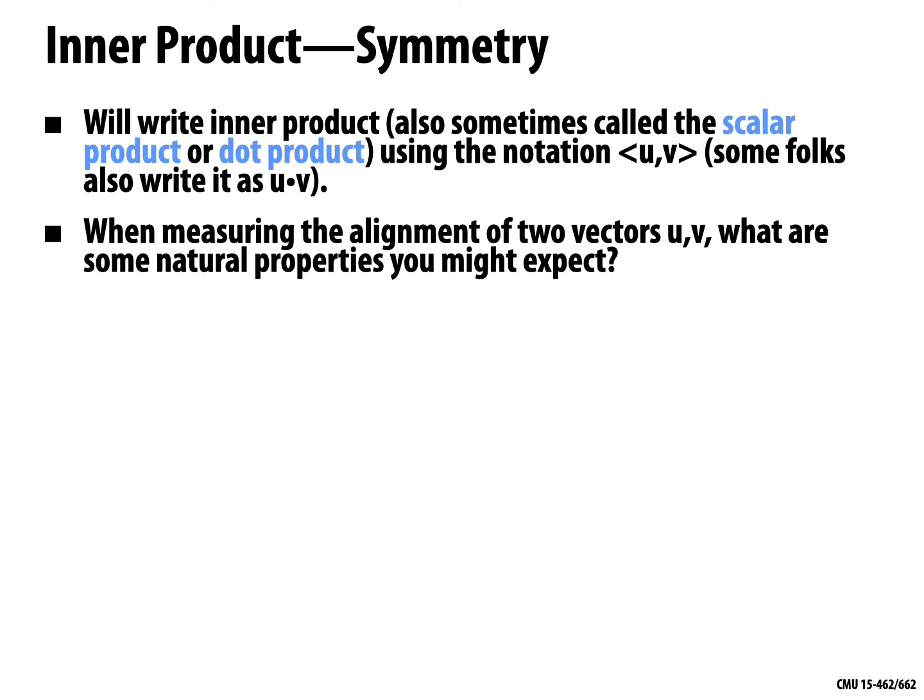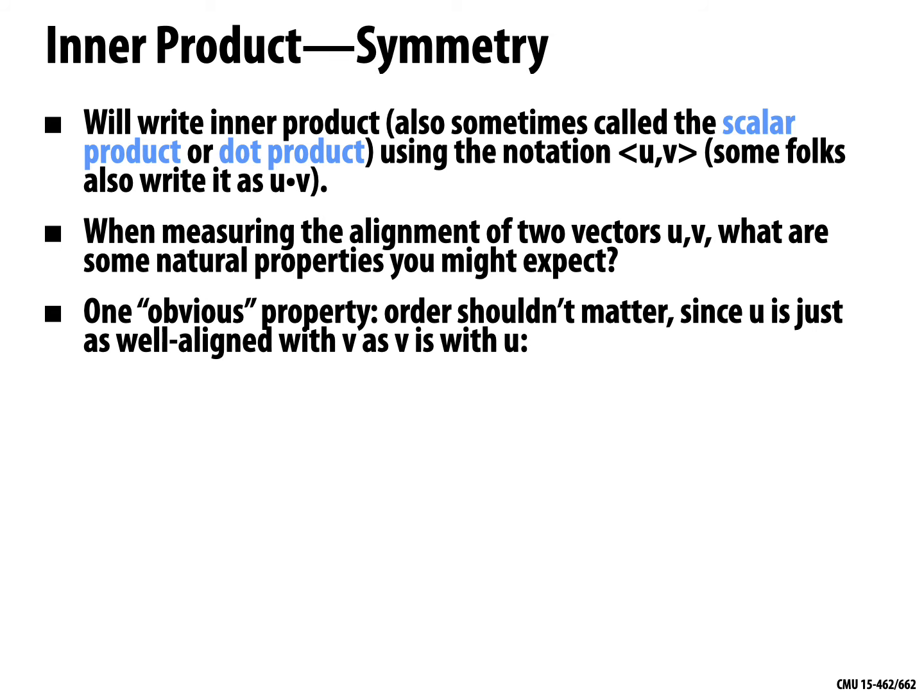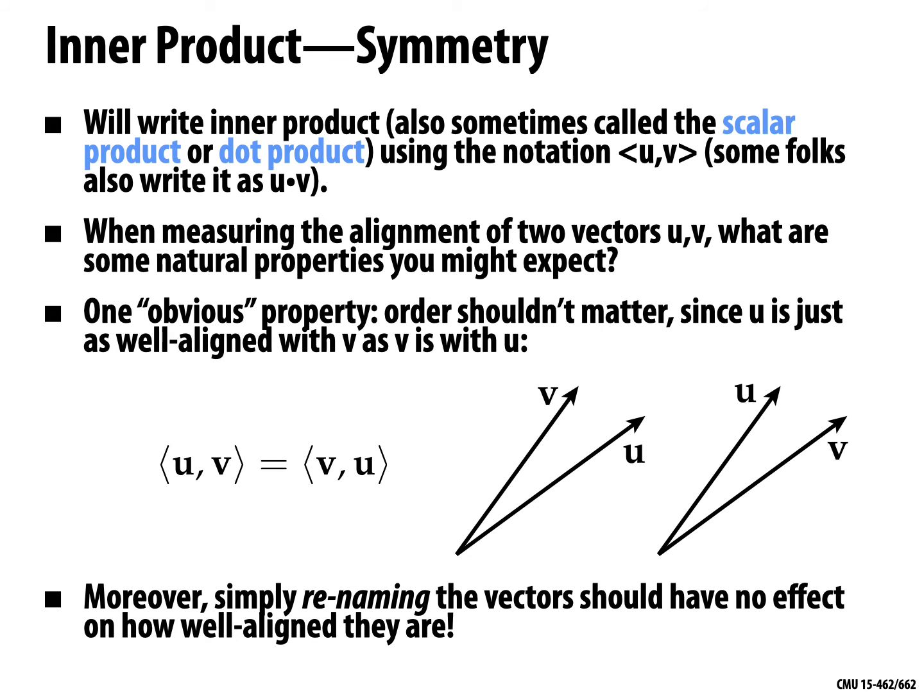So when we measure the alignment of two vectors u and v, what are some natural properties that you might expect? Well, one seemingly obvious property is that order shouldn't matter, that u inner product v should be the same as v inner product u. Why is that true? If we think of the inner product as giving us some sense of the alignment of these two vectors, how well aligned are they, then u is just as well aligned with v as v is with u. Or maybe an even more profound way of convincing yourself this must be true is if we had these two vectors u and v and we just renamed them, if we called them v and u, that shouldn't have any effect on how well aligned they are. So wouldn't it be bizarre if u inner product v was not equal to v inner product u? Now all of a sudden, the magnitude of the inner product would depend on how we name our vectors. That doesn't make any sense. So inner products really must be symmetric to be reasonable at all.